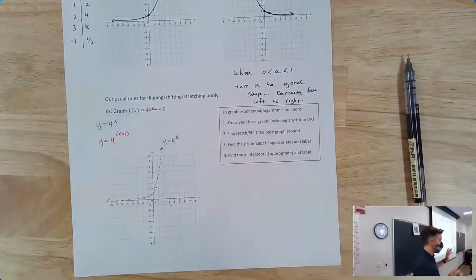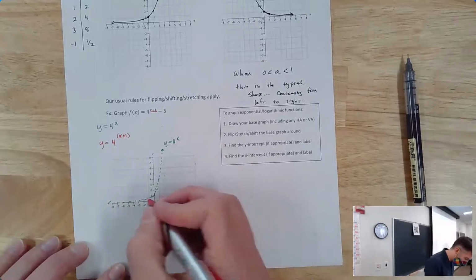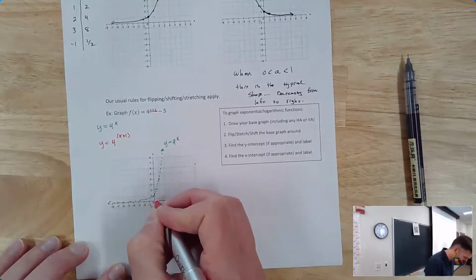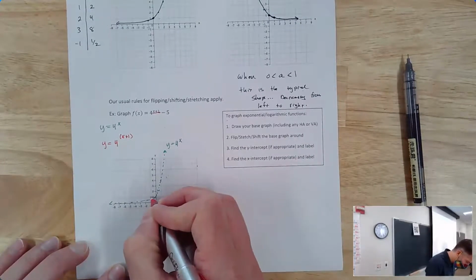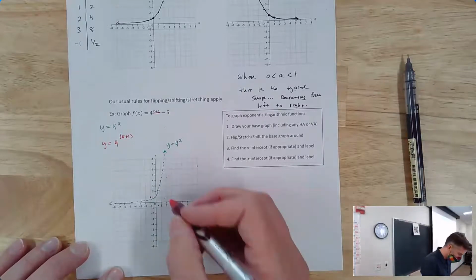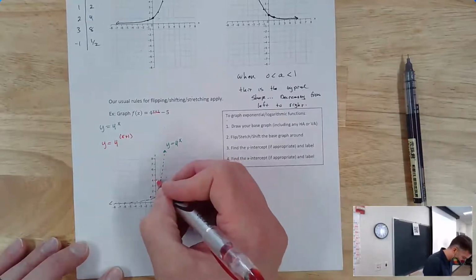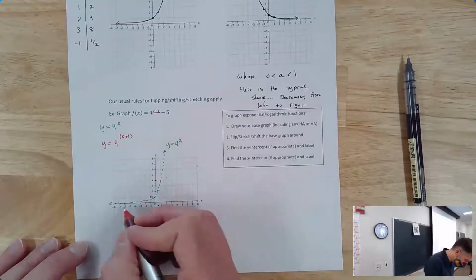But remember, shifting horizontally is always kind of counterintuitive. If you're adding, you have to shift to the left to counteract the adding that you did. So this is going to shift it 1 to the left. Now this point 0, 1 is going to become the point negative 1, 1, and this point 1, 4 is going to become the point 0, 4.